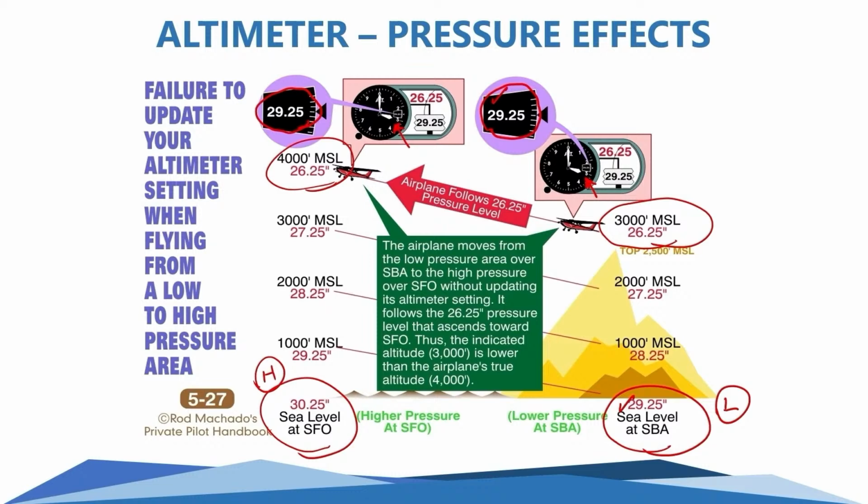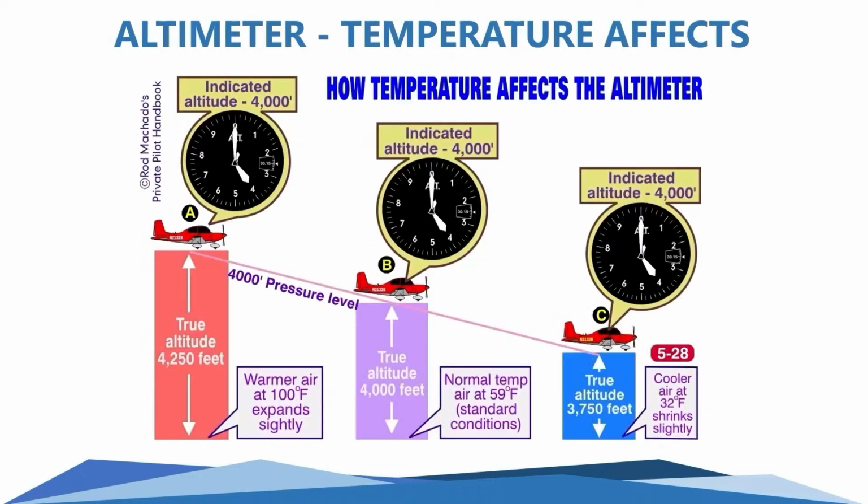Next one that we're also going to talk about with the altimeter is going to be the temperature problem as well. So very simply, what we're going to look at is you're going to notice that all three of these have an indicated altitude of 4,000 feet. So the thing is that we'll start with the one here in the center.